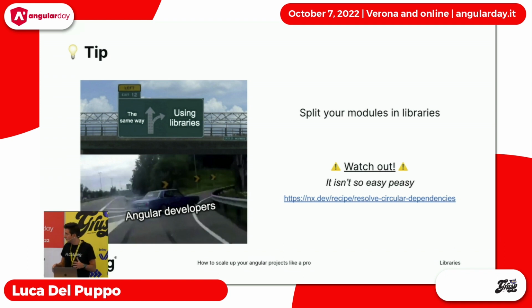A simple tip, after you have understood how NX works and you try to move from the Angular CLI to NX: you can try to split your Angular modules into libraries. You have to pay attention, because if you create a circular dependency between your modules, you will have some mistakes during the migration. To prevent that, there is a very good blog post on the NX blog, where they describe how to refactor our code base, and then we can move our Angular modules into libraries.